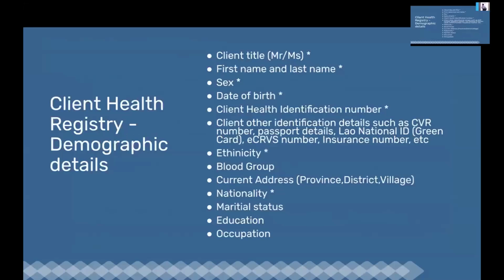Just a bit on the data in the client health registry. As I mentioned, the client health registry is just a database where you collect or store information of the clients, and there are basic details about the client. So first name, last name, date of birth, other ID like passport or citizen ID if they have one. Also blood group, ethnicity, racial status, occupation, and education.